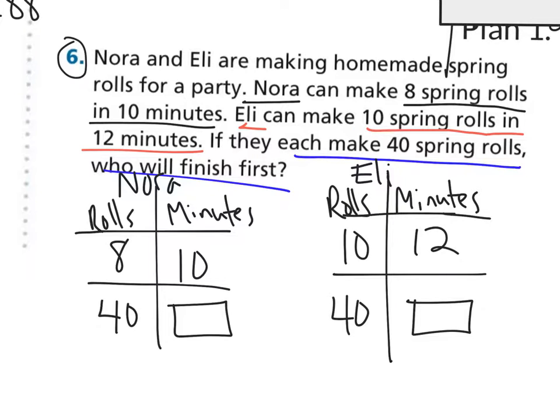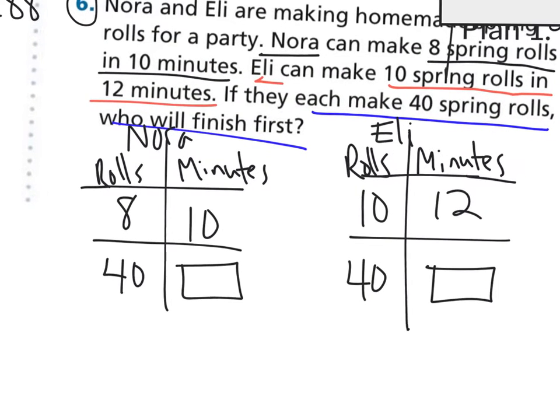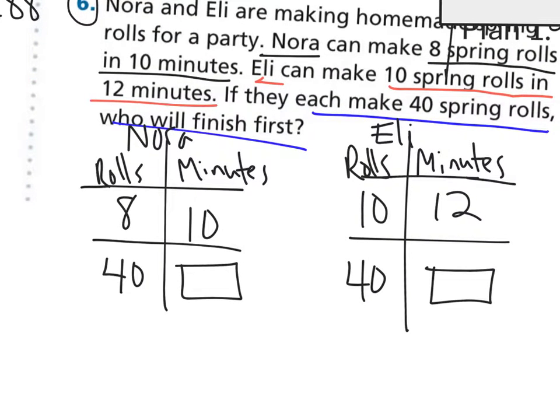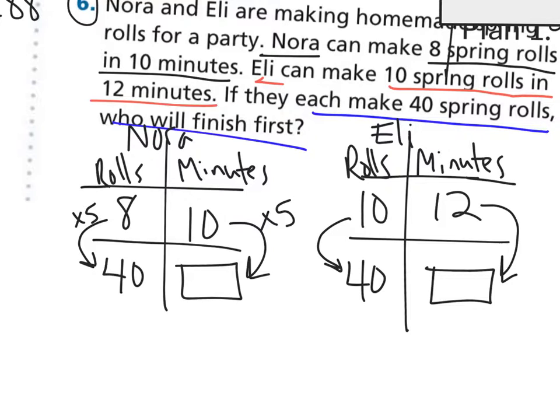So we're assuming they're staying on the same pace. And so basically what we can look at is trying to either multiply or divide in order to get to our new number of rolls. And then we'll do the same thing with our minutes, and then we'll be able to figure it out. So for Nora, to get from 8 to 40, we would have to multiply by 5. 5 times the number of rolls is going to take 5 times the amount of time. So 10 times 5, that would be 50 minutes that it would take her.